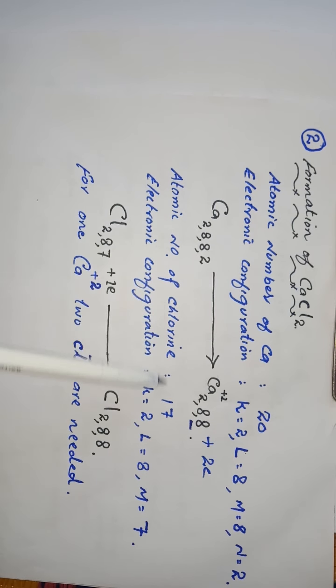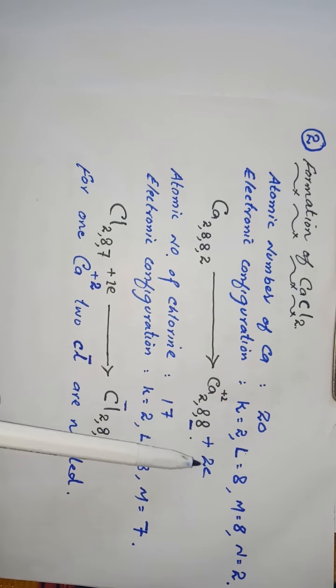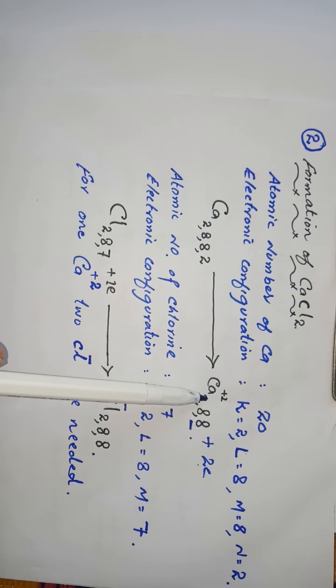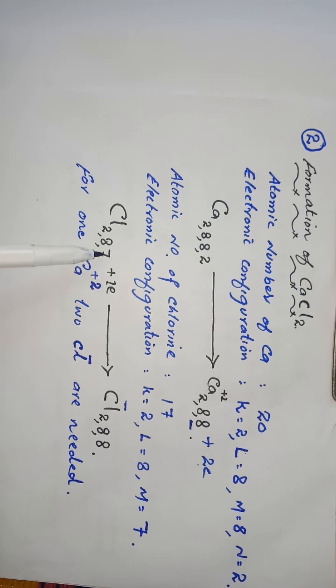Similarly, the atomic number of chlorine is 17. It has 7 electrons in its outermost shell. Therefore, chlorine gains 1 electron and will form a chloride ion. Now, for gaining 2 electrons from calcium, we need 2 chloride ions, because 1 chlorine can only gain 1 electron. So when calcium loses 2 electrons, 2 chlorine atoms will gain 1 electron each and will form 2 chloride ions.